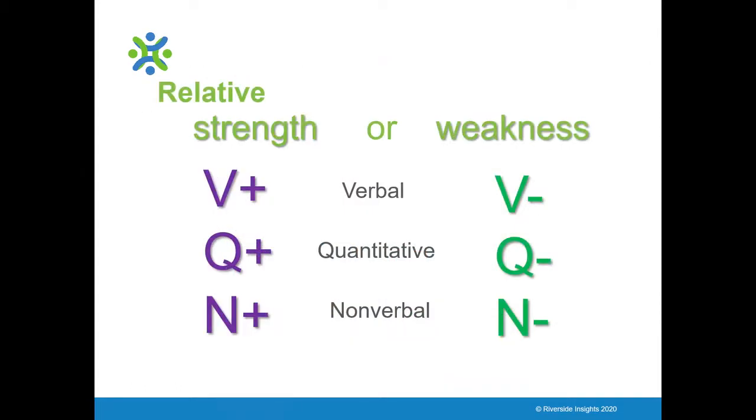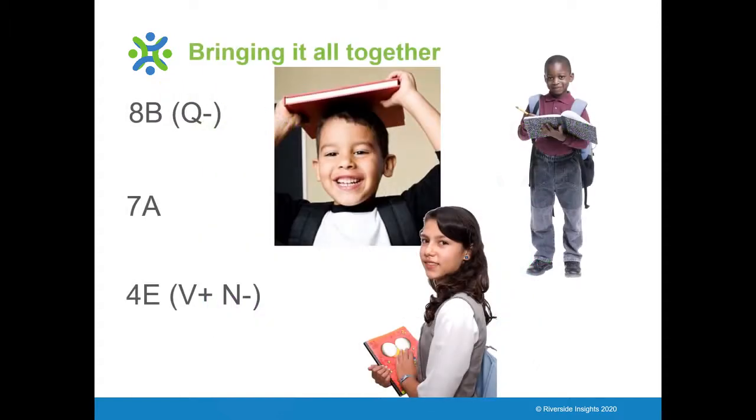The areas where a student has a relative strength or weakness is often the most interesting information for general classroom teachers. This information helps teachers decide how to leverage a student's strength or shore up their weaknesses through appropriate instruction. Now let's bring these 3 parts together.